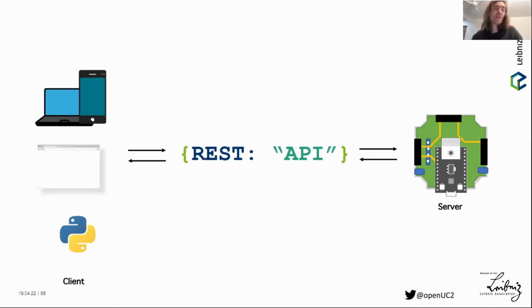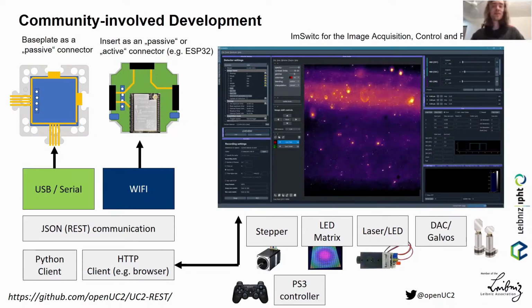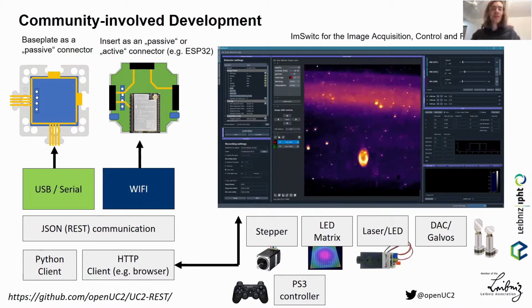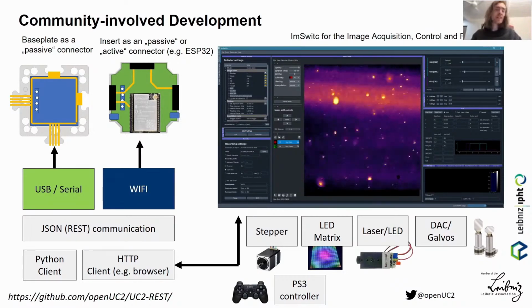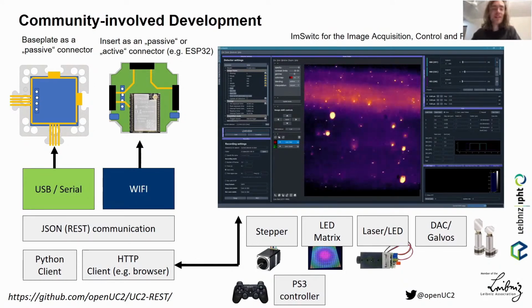And we also make use of available tools. In this case, it's called REST API, so you can interact with the electronics through Wi-Fi, a bit like Internet of Things, or through serial, and also from many different clients. That's very nice, so that you, for example, can use this software called ImSwitch. It's centered around Napari as the image viewer. And from there, you can control all kinds of different microscopy components like steppers, LED matrices, and also the galvos.